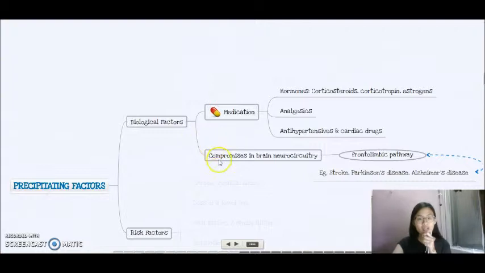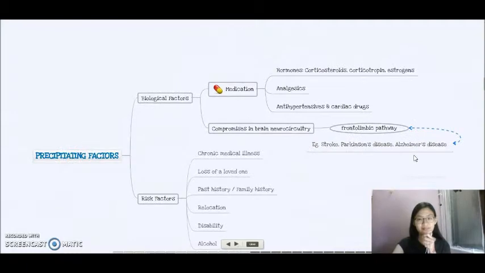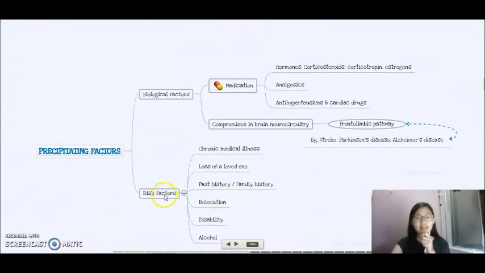Besides that, aging also compromises brain neurocircuitries. For example, stroke, Parkinson's disease, and Alzheimer's disease that affect the frontal limbic pathway. Other risk factors are chronic medical illness, loss of a loved one, past history or family history, relocations, disability, and alcohol.